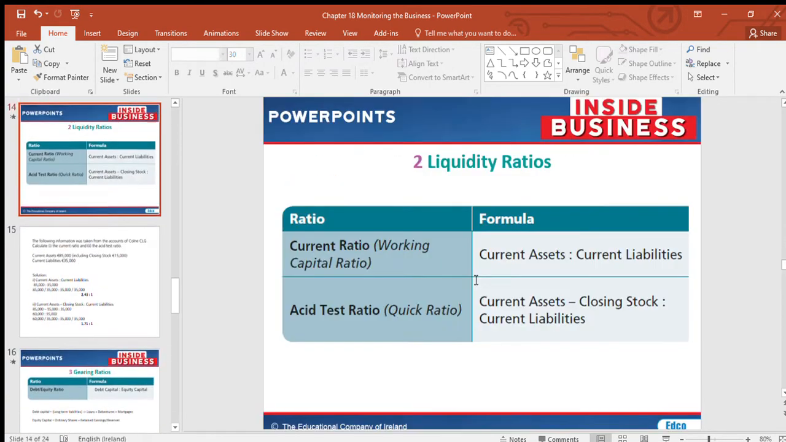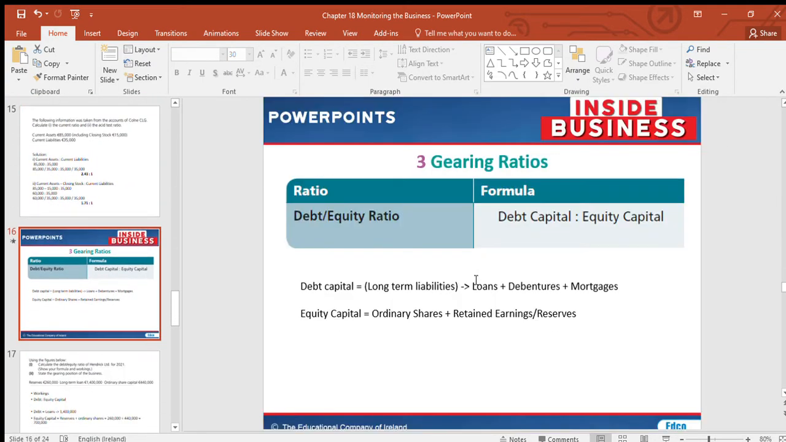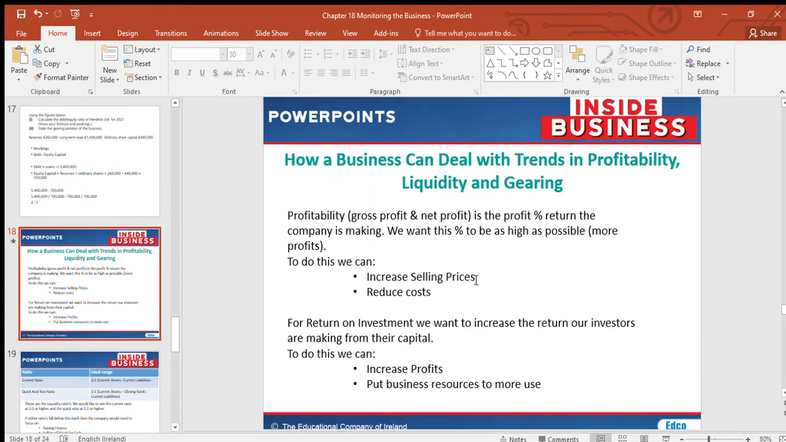Once you're done calculating, I've gone through this before in terms of calculations for the different ratios, you're then going to have to analyze how the company is doing. And it's not just a quick comment. You'd have to be able to understand what each ratio means. So that's what we're focused on today.